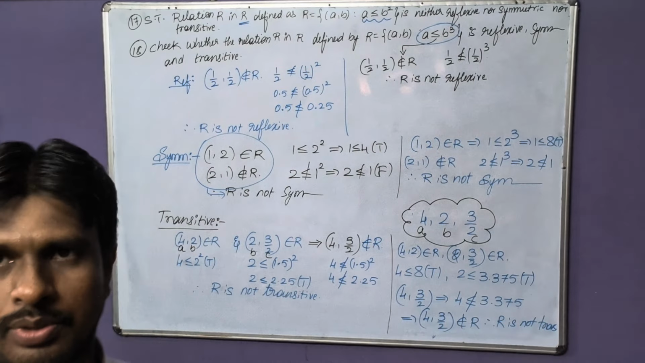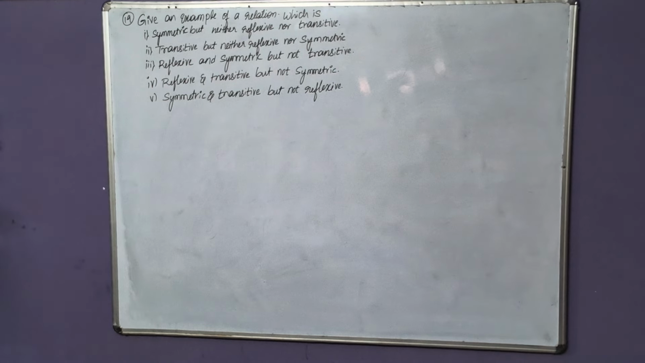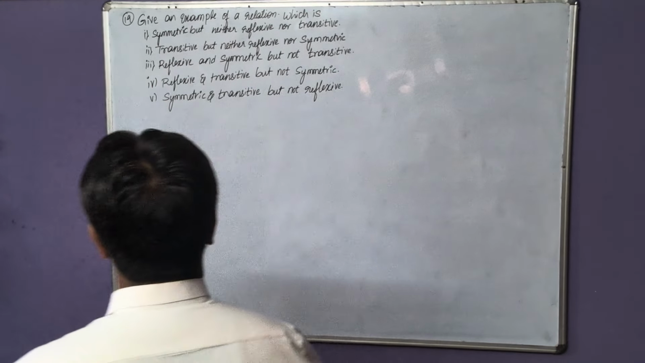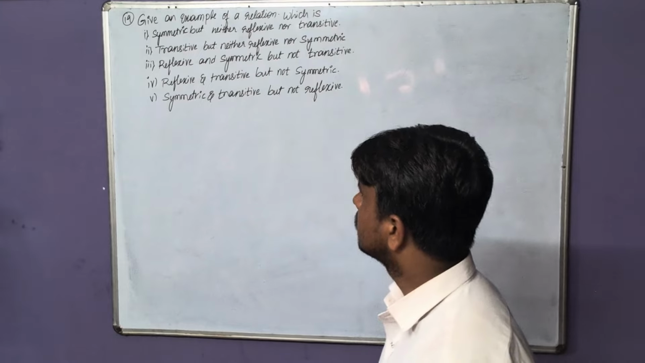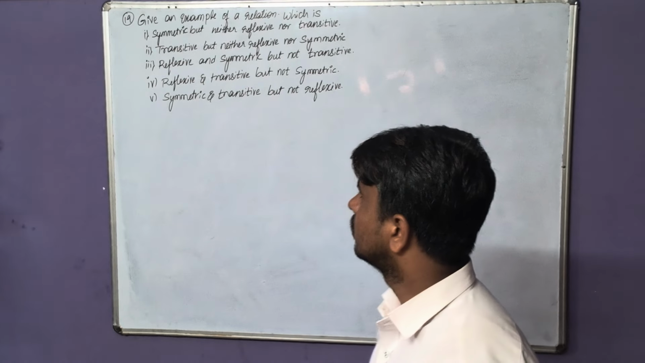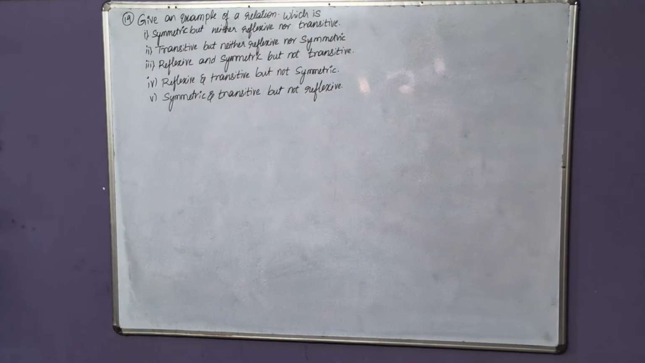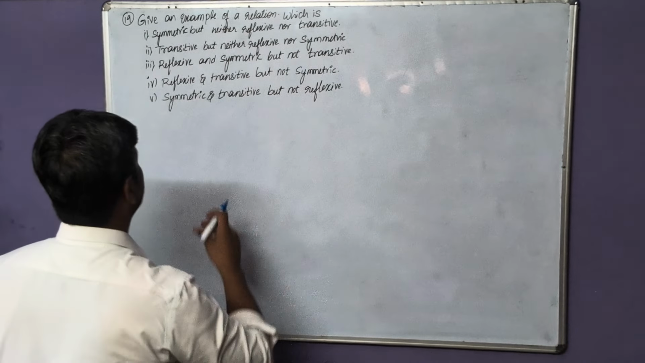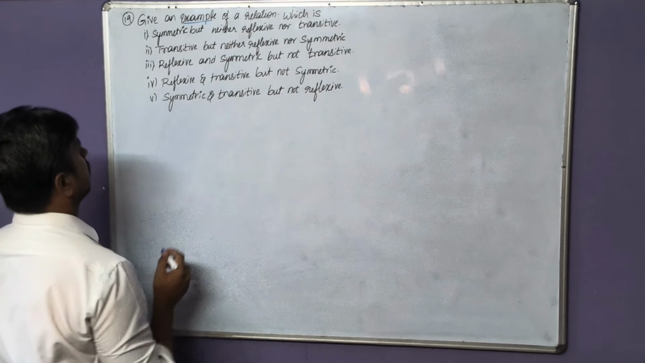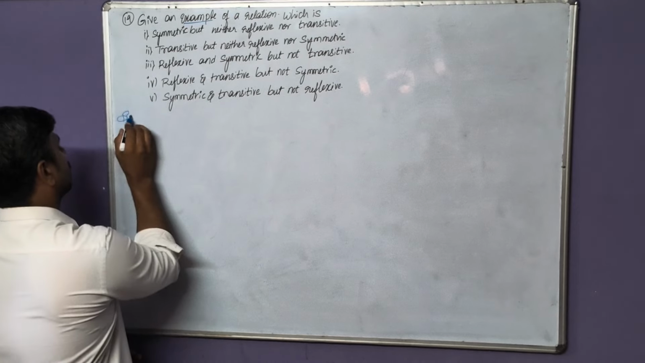Let us move on to the next question. Okay, dear students, we have another question: give an example of a relation which is symmetric but neither reflexive nor transitive. There are 5 sub-questions given, and we should give an example for each of the relations. Okay, let us see the relations one by one.